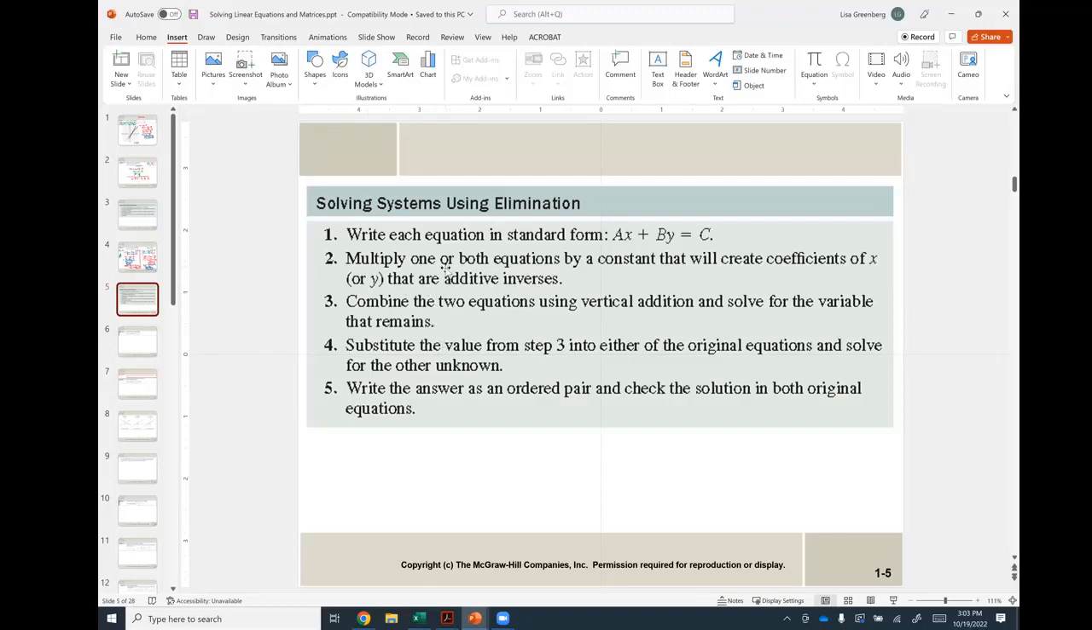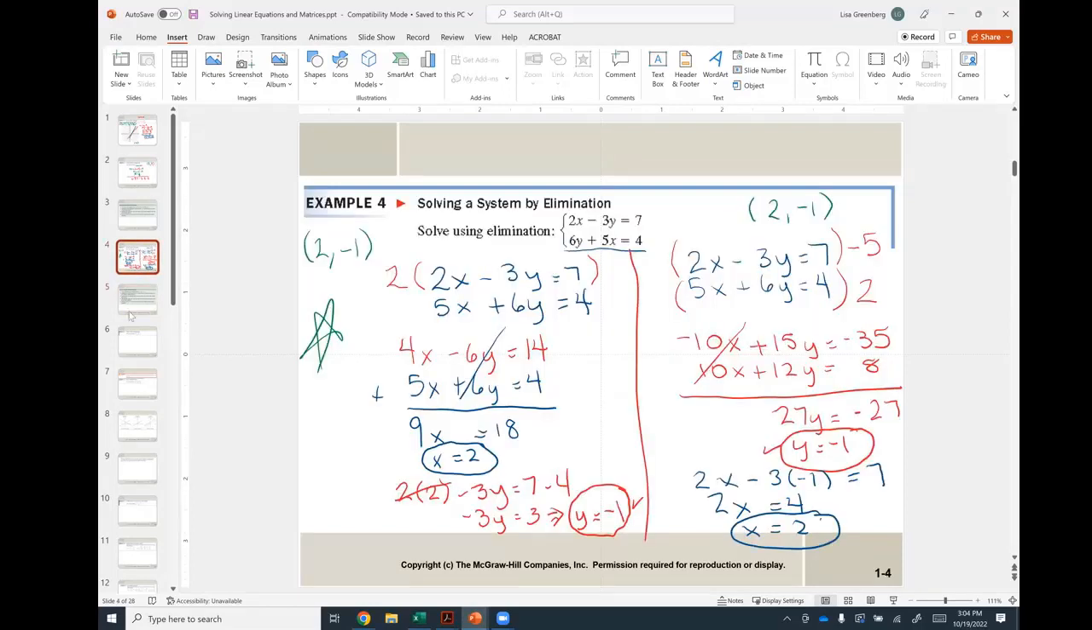Then you can multiply one or both equations by a constant that will create coefficients of x or y that are additive inverses. I called them finding the least common multiple. Combine the two equations using addition and solve for the variable that remains, which is what we did. Substitute back, which is what we did, and then write the solution as an ordered pair, which we did. We did not check it, but because I got the same answer twice, I'm pretty sure I couldn't have done that unless they were right.